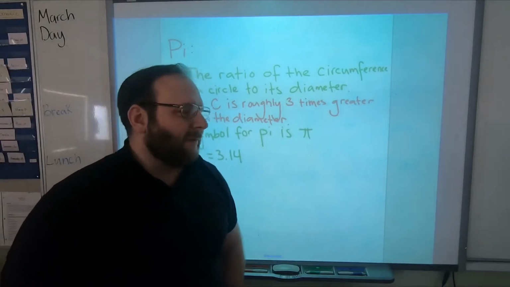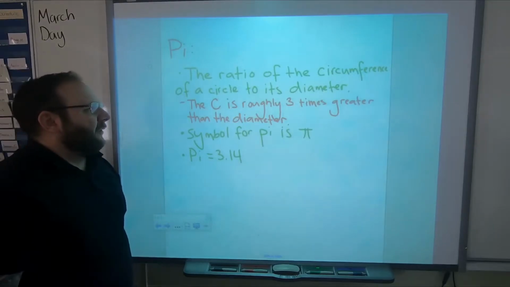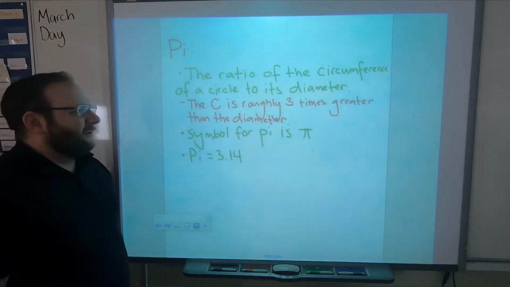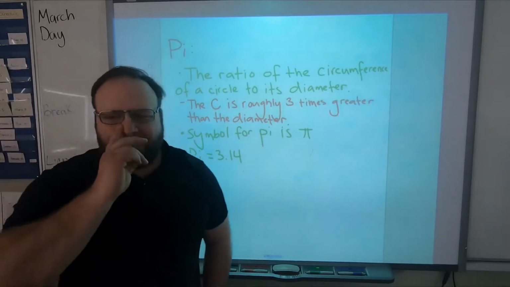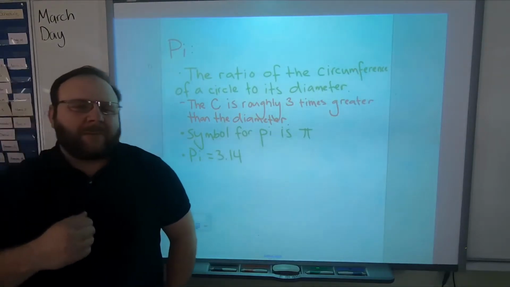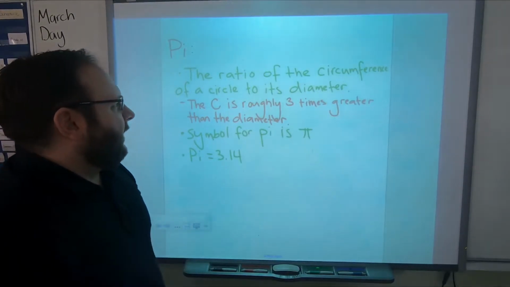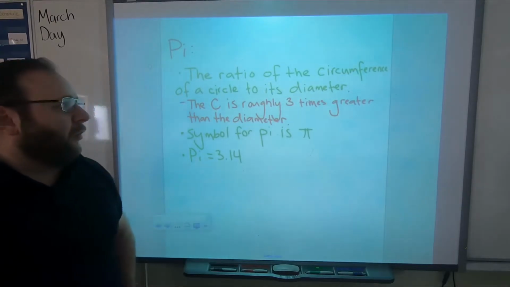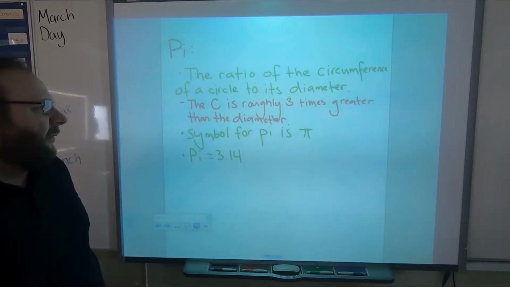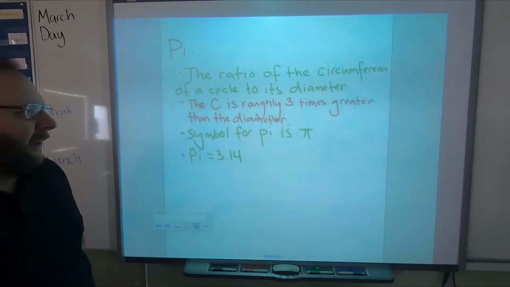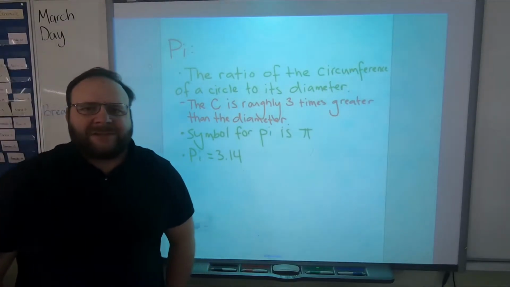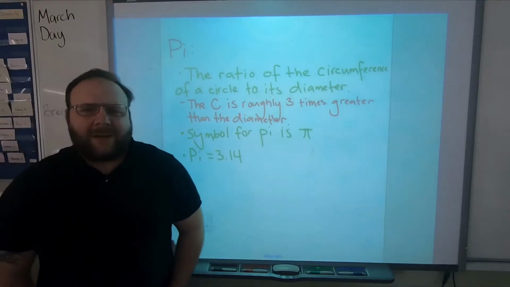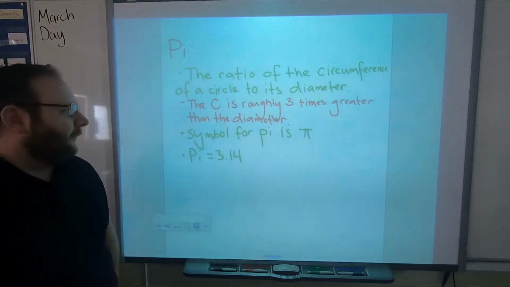It's actually a Greek word, and it's the ratio of the circumference of a circle to its diameter. So that's what it means. It's a ratio, which means we're comparing the circumference, the distance around a circle, to the diameter, the distance across a circle. The circumference is roughly 3 times greater than the diameter. So the distance around a circle is about 3 times greater than its diameter.